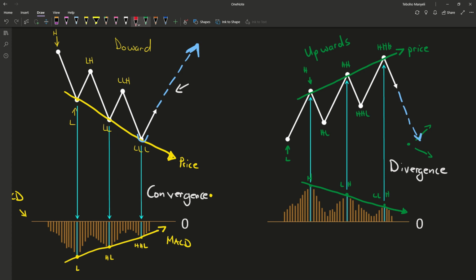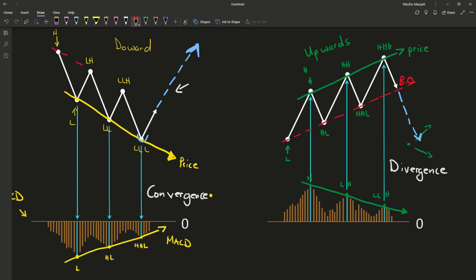So basically in an uptrend, we expect that these lows will be broken and this trend will stop moving upwards. Alright, so this really helps us predict where the possible breakout will happen. The same thing applies to the downtrend.